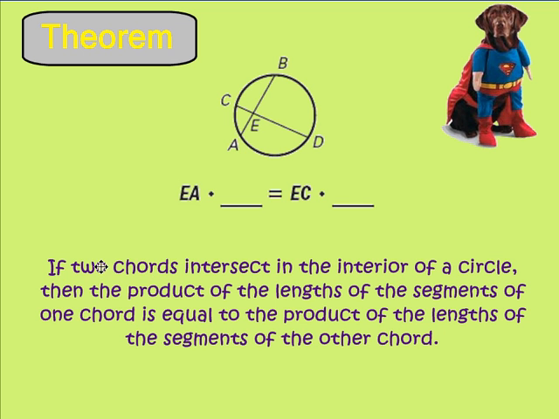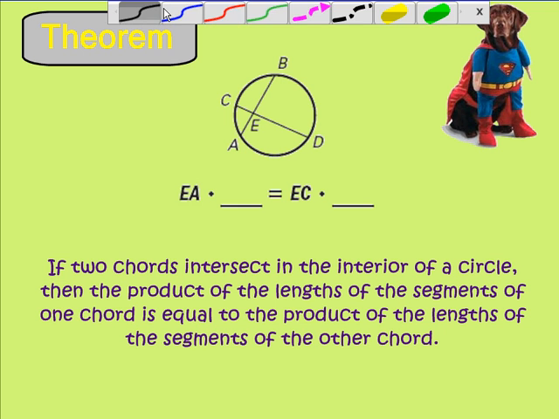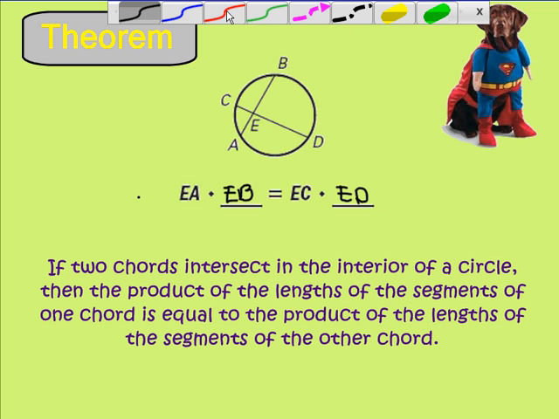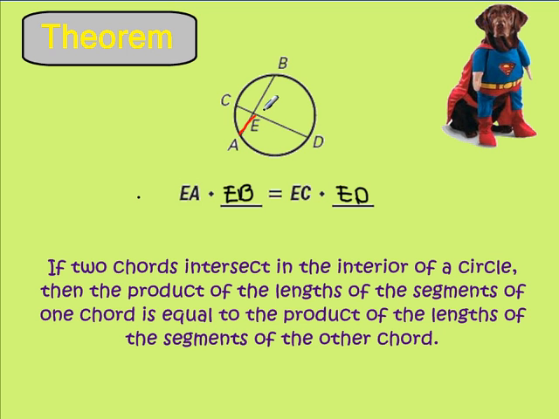If two chords intersect in the interior of a circle, then the product of the lengths of the segments of one chord is equal to the product of the lengths of the segments of the other chord. So, filling this equation in, what this means is that EA times EB will equal EC times ED. Or you can look at it like this, that the two parts of one chord, when they're multiplied together, will equal the two parts of the other chord.